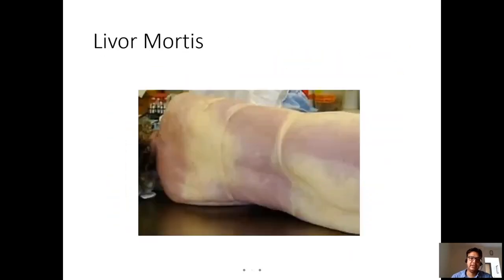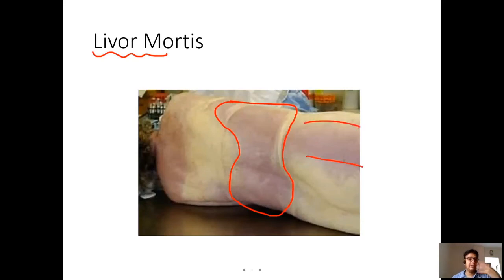This is livor mortis, postmortem staining. You can see these are the parts which are not touching the ground. There will be bluish purple discoloration because of capillovenous distension in the dermis and subdermal layer. Seen shortly after death, this is known as livor mortis or postmortem staining, hypostasis, vibices, suggillation.